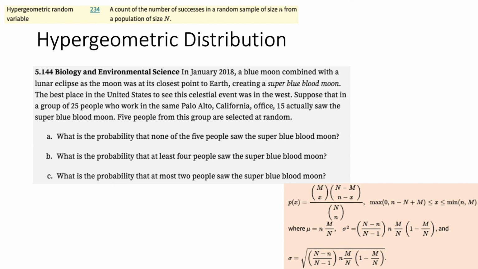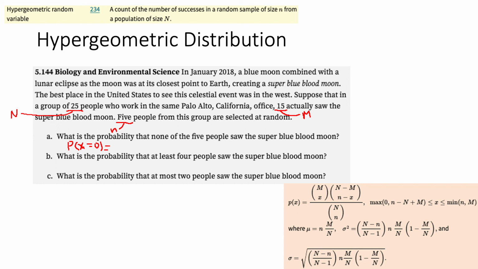a couple pieces of information. Again, we're dealing with pretty small numbers. So this is our population of people that we're sampling from. We're going to draw a sample size of n, and we're keeping track of who's seen this blood moon. There's 15 of them. This is going to be our big M. Okay, so we can just plug some of these values into our formula for x equals 0, and we can get the answer to A, the probability that none of the 5 people saw the super blue blood moon. Super blue blood moon. Kind of a mouthful.